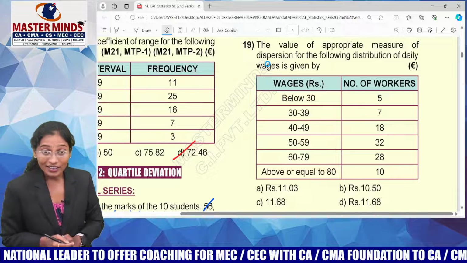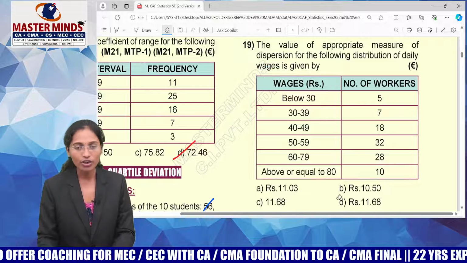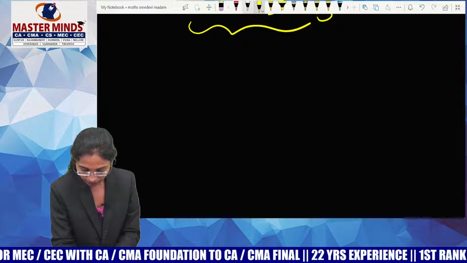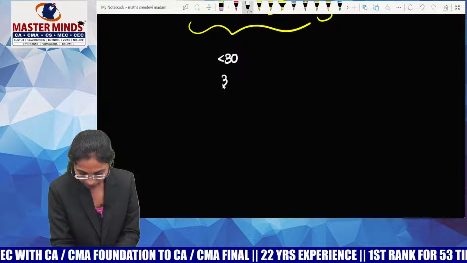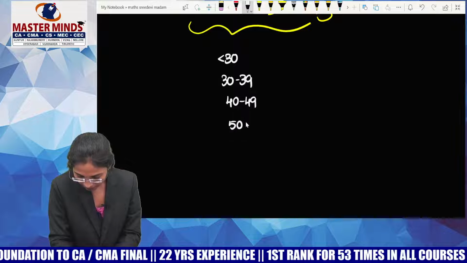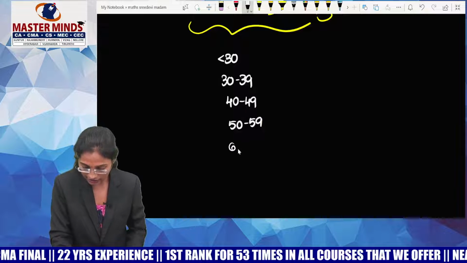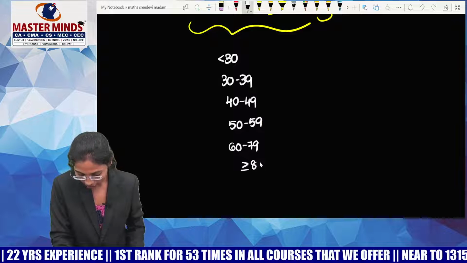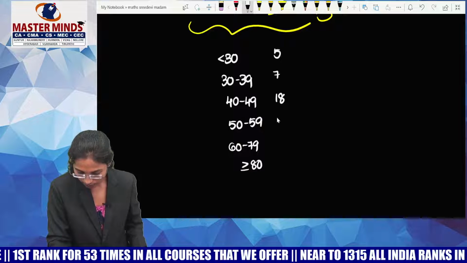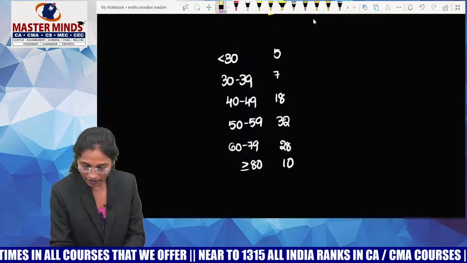Next thing. Try to calculate quartiles. How to calculate quartile? To calculate quartiles, first of all, data must be arranged in ascending order or descending order. Let me write: below 30, next 30 to 39, next 40 to 49, next 50 to 59, 60 to 79, greater than or equal to 80. Let me write down frequencies. What are my frequencies? 5, 7, 18, 32, and of course 28, 10. So this is my class interval and this is my frequency.